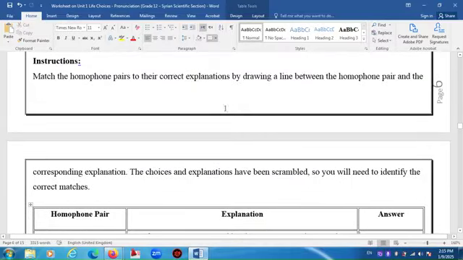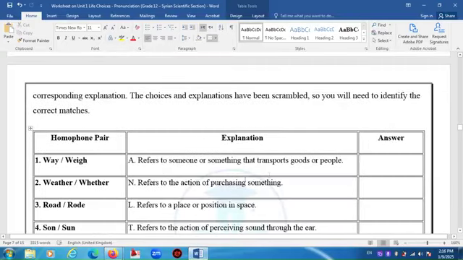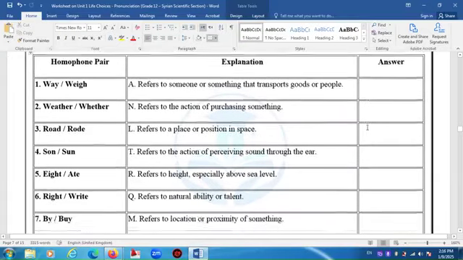Match the homophone pair to their correct explanation by drawing a line between a homophone and the corresponding explanation. I added a column for writing the answer, no need to put lines. Now the choices and explanations have been scrambled. They are not in the correct order and you have to put the correct match.